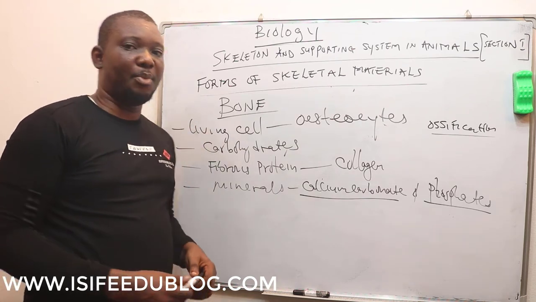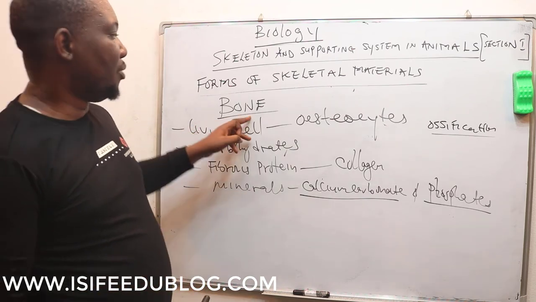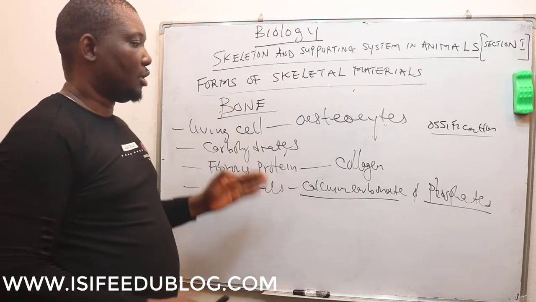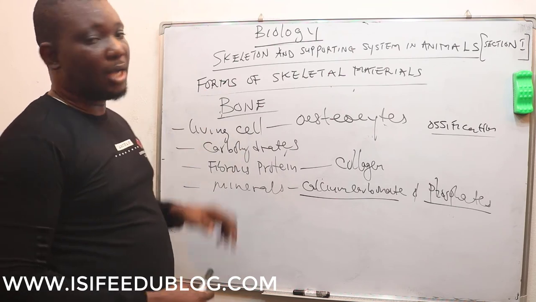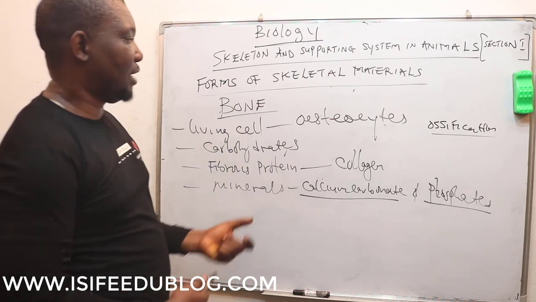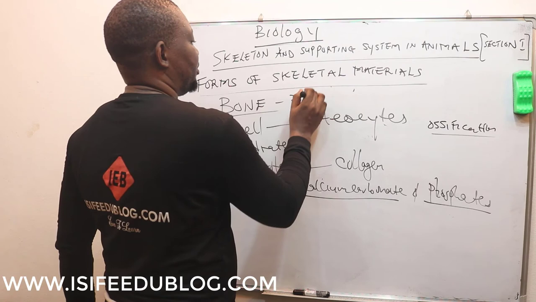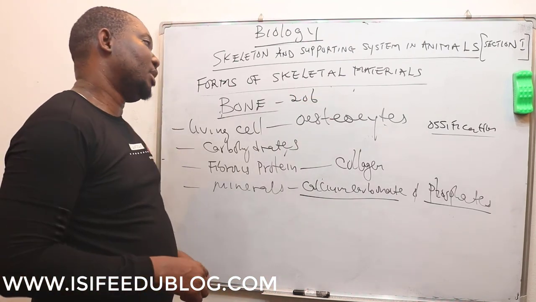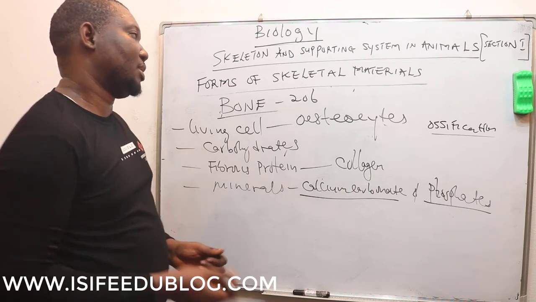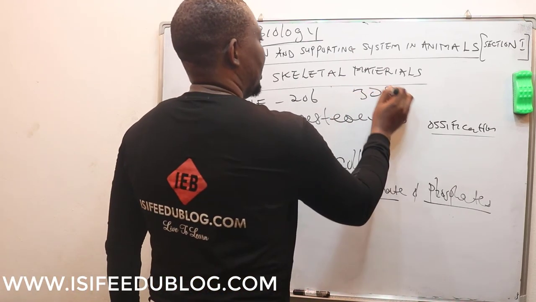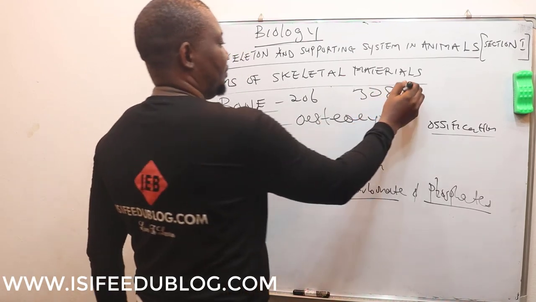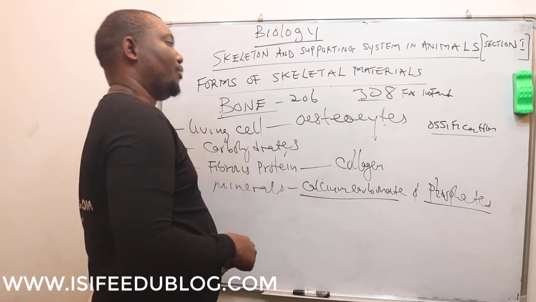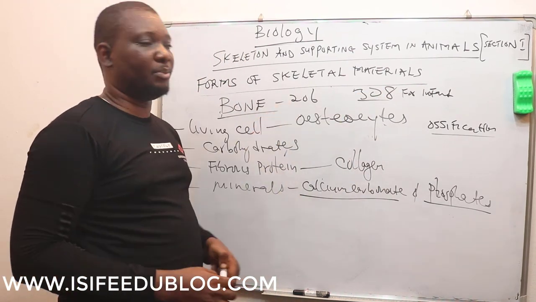A cartilage can be converted to a bone, but a bone cannot be converted to cartilage, because in adults, an average adult has about 206 bones, which is quite different from the bones of an infant. An infant or fetus has around 300, 308 bones. For adults, it is 206 bones.